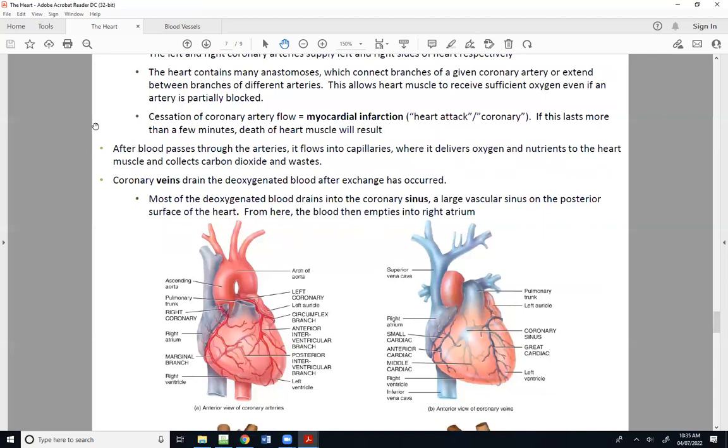Now, if a blockage is severe enough and it's completely blocked, we call this a myocardial infarction, which I've mentioned before, is the fancy term for a heart attack or a coronary. And if it lasts more than a few minutes, death of the heart muscle will result. And if severe enough, it would cause overall death of the individual, because then their heart's not working.